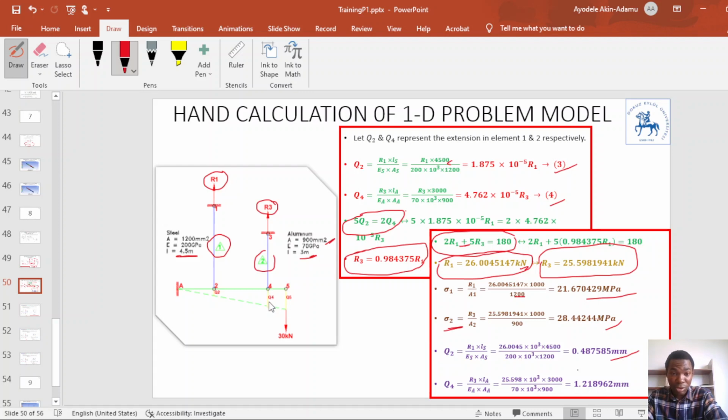Q4, that is the elongation of finite element 2, we can also compute it, where our P is R3. That is easier for us in finite element 2. So we substitute, and we get 1.218962 millimeter. So these are the values for the reaction, the internal stress, and the deformation in both finite elements using the hand calculation method. In my next slide, I will explain the penalty method to solve this problem.